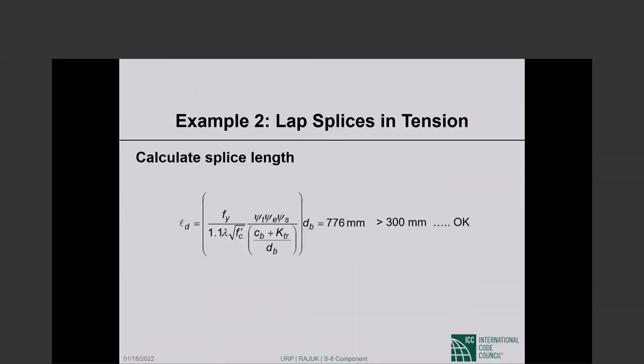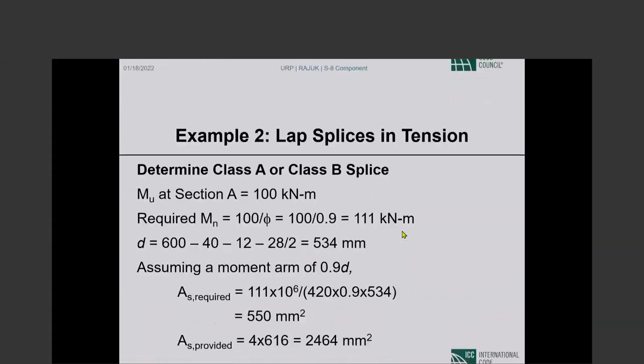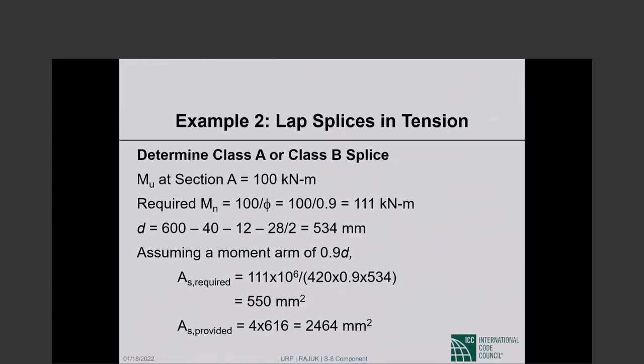So the development length comes out to 776 millimeters. It cannot be any lower than 300. So 776 is our number. Now M sub U at the critical section is 100 kilonewton meters. So required moment strength would be that divided by phi, that would be 111 kilonewton meters.